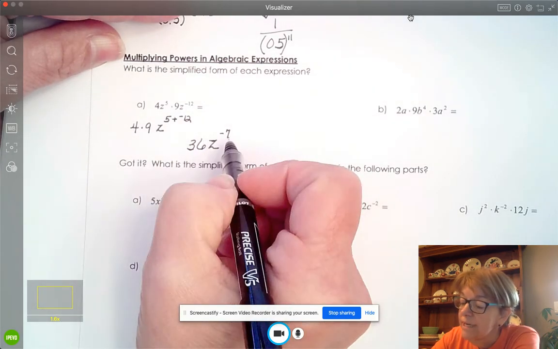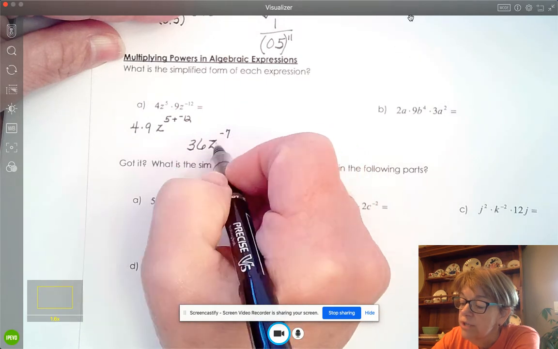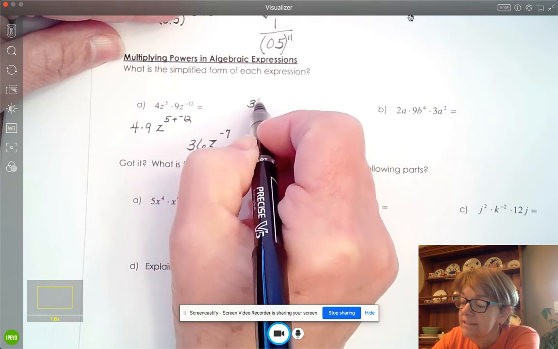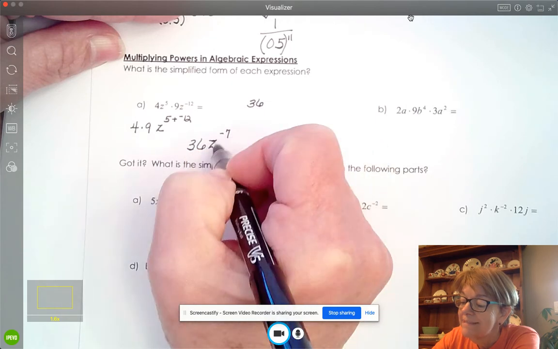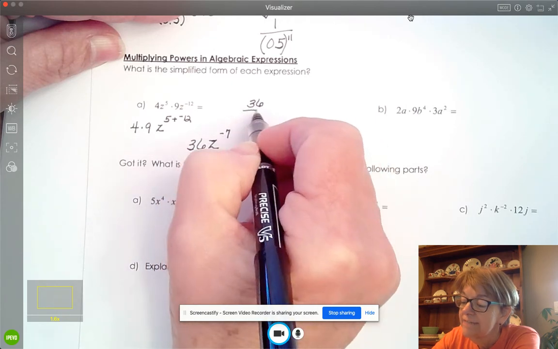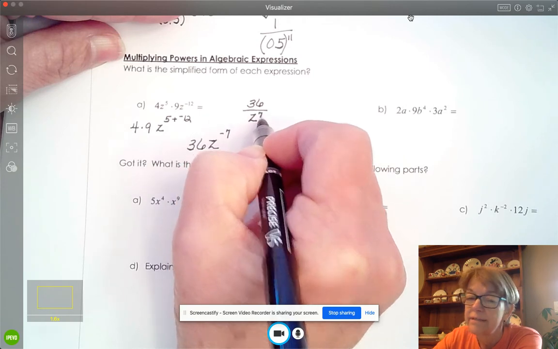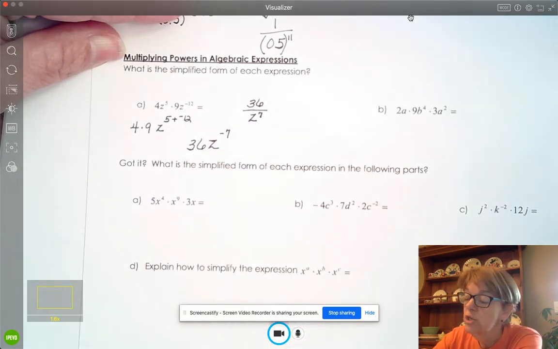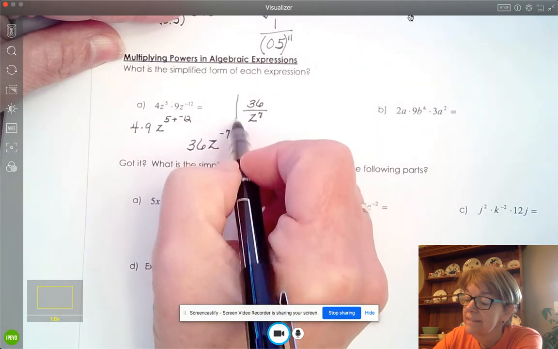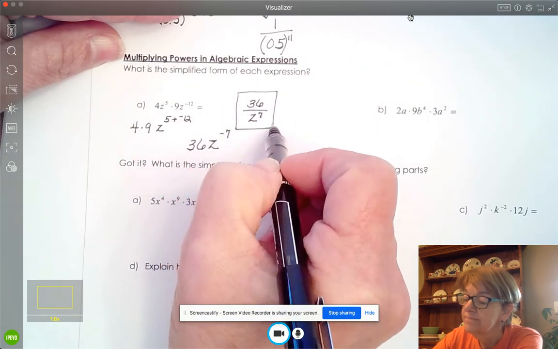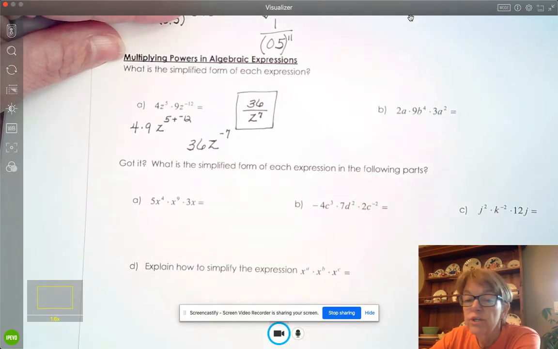I do not want a negative power, so the 36 isn't raised to anything. So the 36 is not going to move, but my z is to the negative 7. To make that positive, I'm going to move it to the denominator and write it. So my answer would be 36 over z to the 7th power. You can do all of these like this.